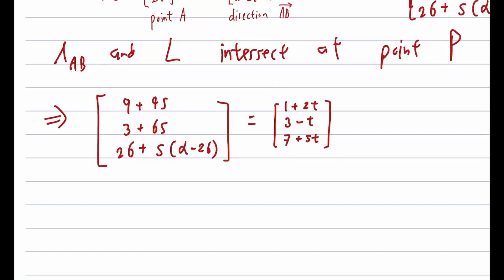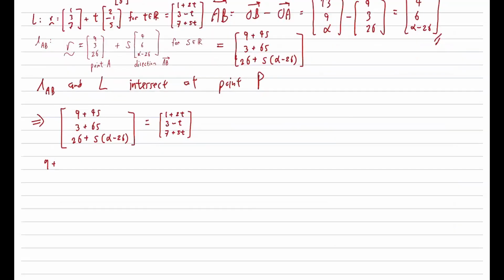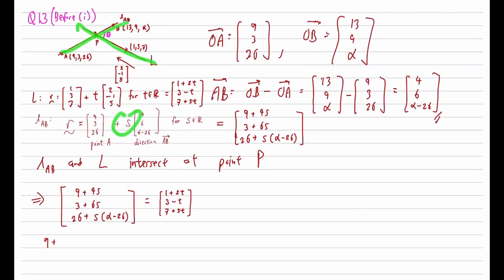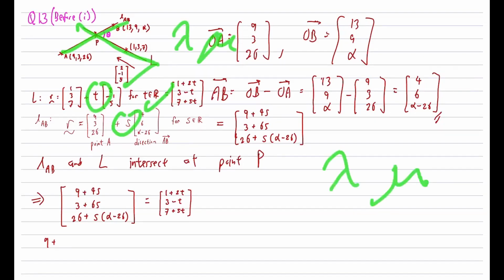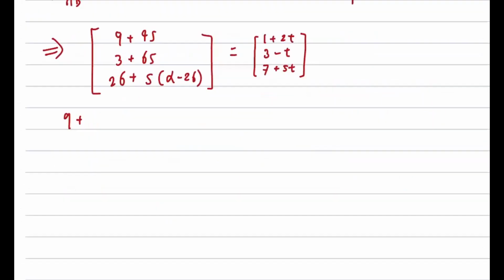Then you just compare component-wise. Make sure when you start off the line AB, you use a different variable. Every time you're trying to find a point of intersection between two lines, you should use two different variables, S and T, or lambda and mu. Make sure you use different ones when you're finding the point of intersection between two lines. Okay, carry on. So now we can equate them piece by piece.